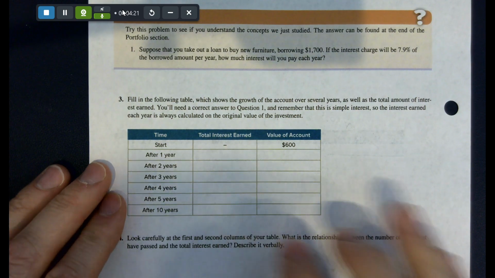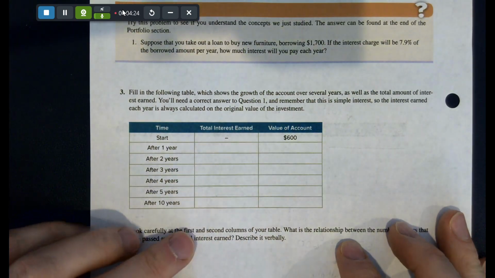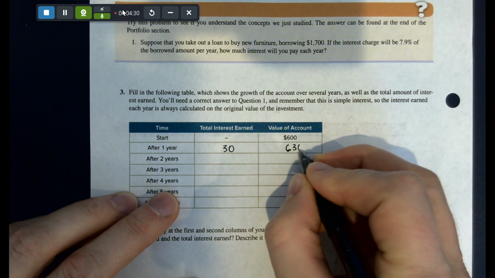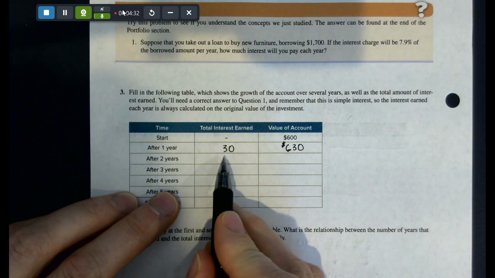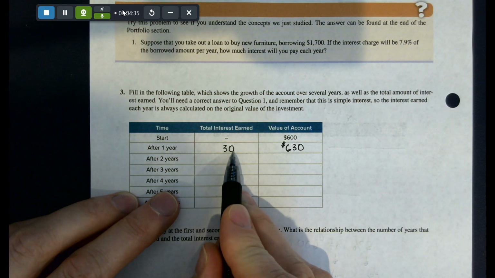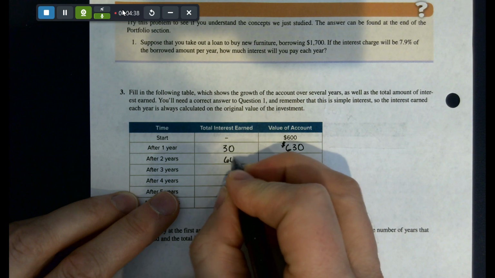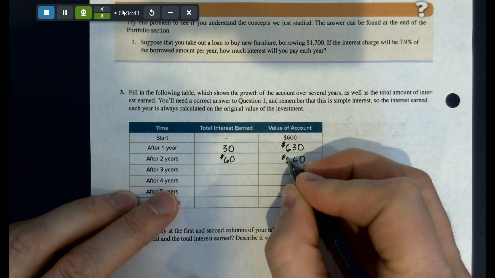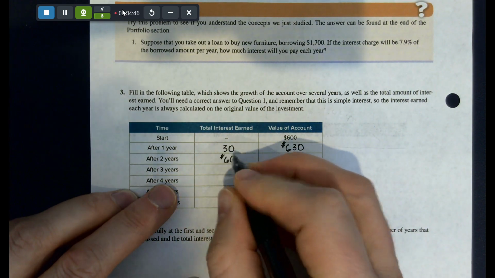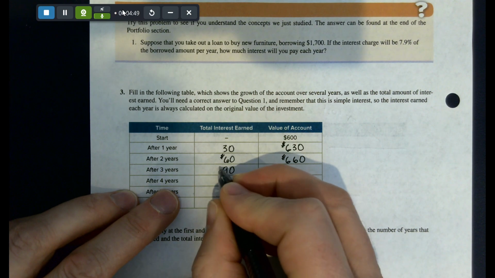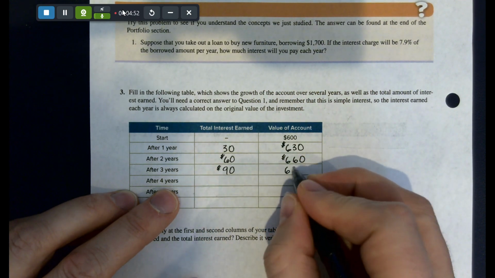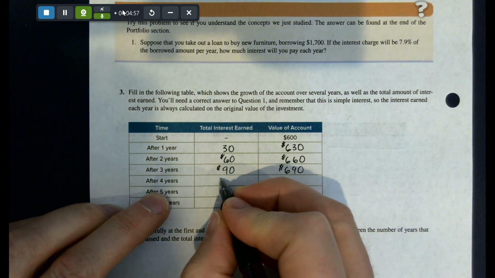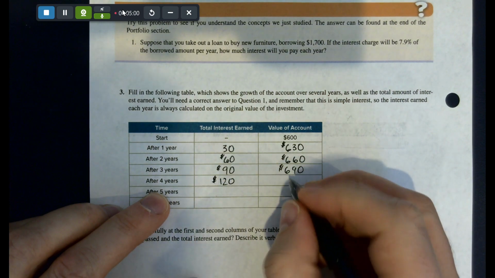So if we were to fill out a table of what was happening each year, after 1 year, we earned $30, which made our account balance $630. After 2 years, we would add another $30 to this $30. We'd end up with $60 of interest we'd have earned, and our account balance would be $660. After 3 years, we have added another $30. This would be 90, so that's 60 plus 30. We'd have 690 in our account balance. After 4 years, we'd add 30 back to that 90. We'd have $120 of interest that we had earned.